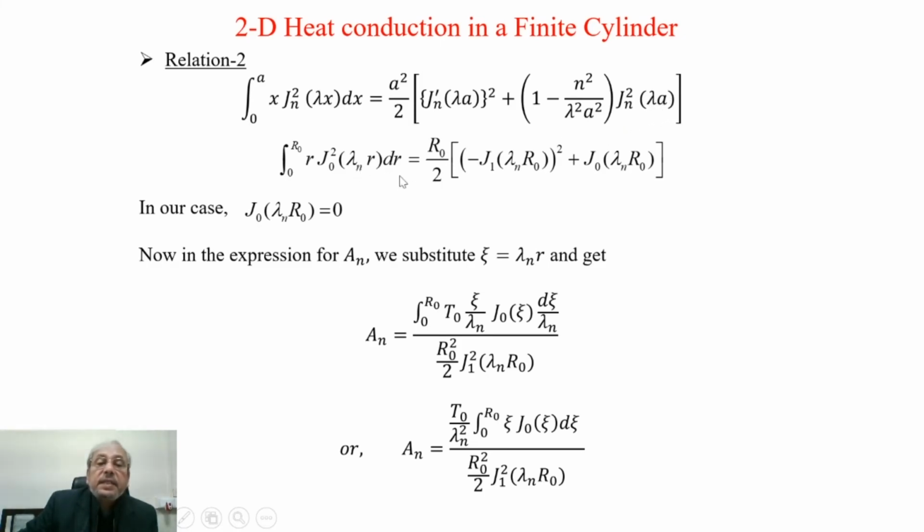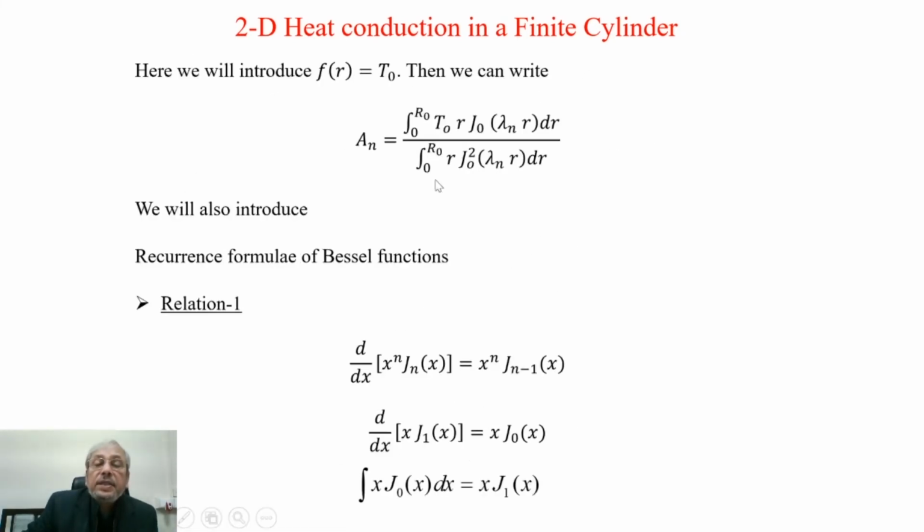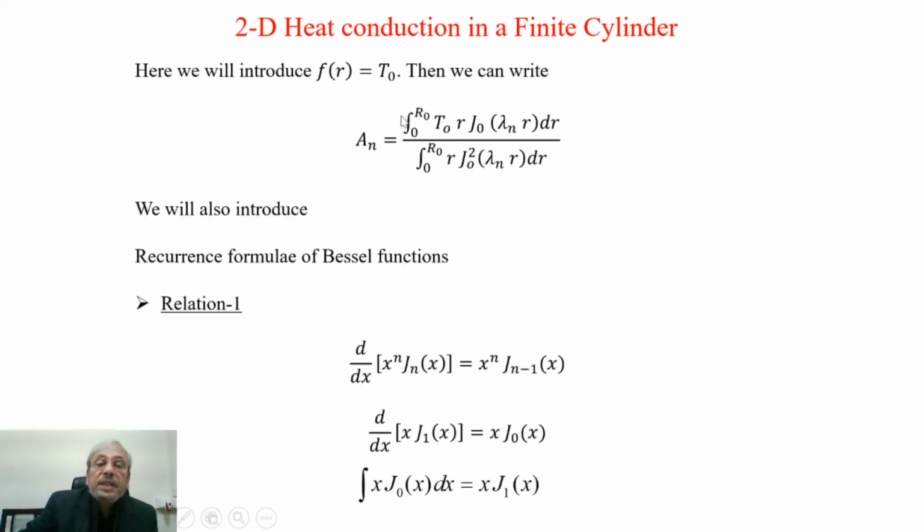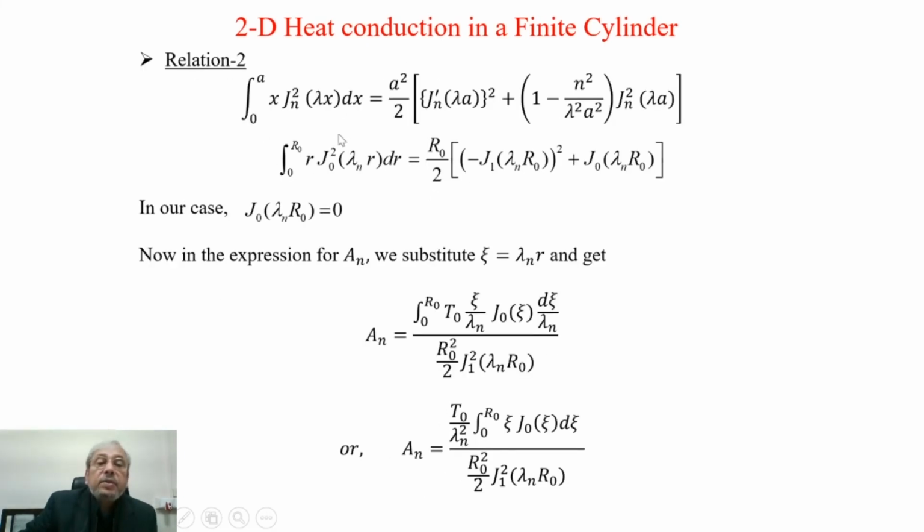In our case, we have to evaluate this, where the upper limit is R naught, the lower limit is 0, and the integrand is this. So 0 to R naught, R J naught square lambda n r dr. That is what will match with this second recurrence relationship.